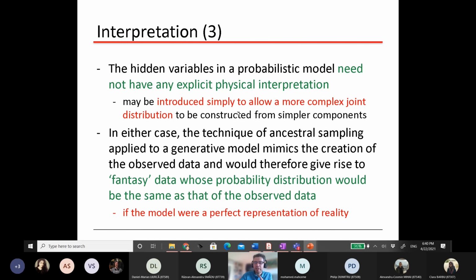But in either case, even if they have or don't have a physical, real-world interpretation, the generative model, by applying ancestral sampling or similar sampling methods, gives rise to fantasy data whose probability distribution would be the same as that of the observed data. Of course, it would be the same only if the model were a perfect representation of reality. Like in our case for regression, only if the weights are good enough to express the functions that we want to compute. If we have computed good enough weights, we can generate synthetic data. If we have bad weights and we don't have a good regressor function, then we generate bad data.